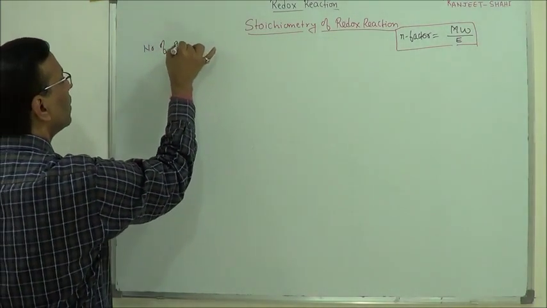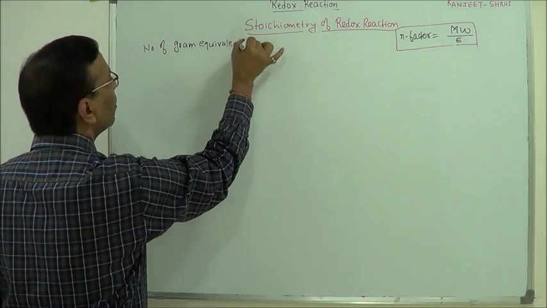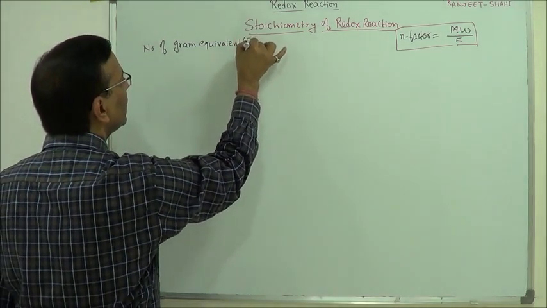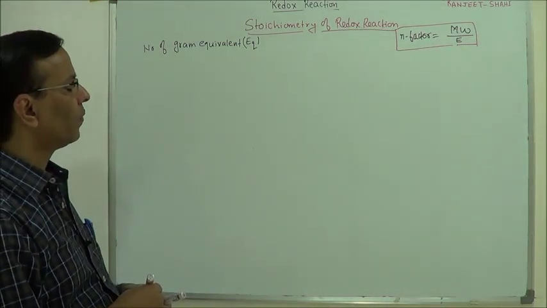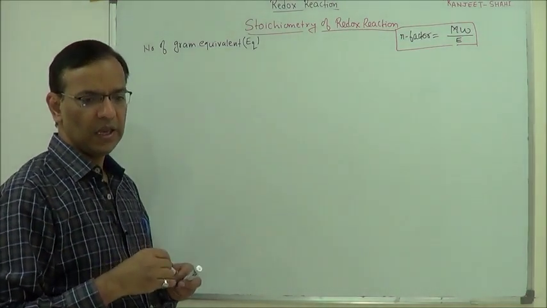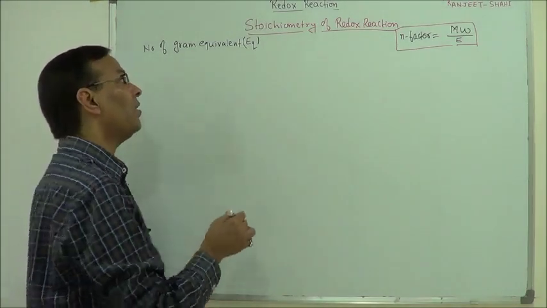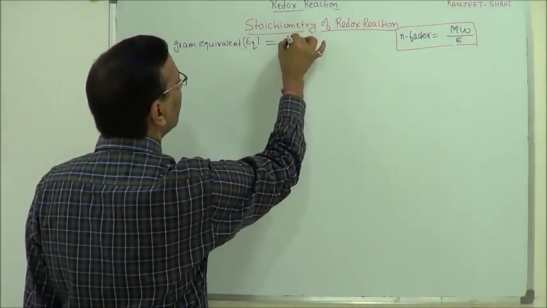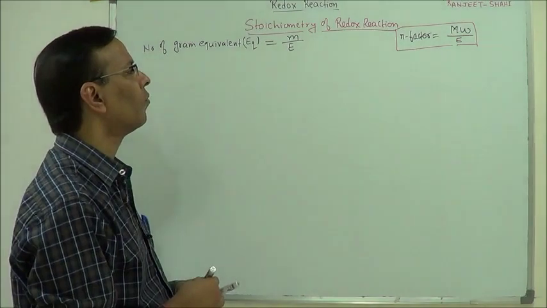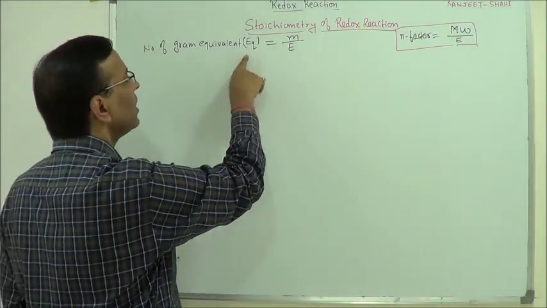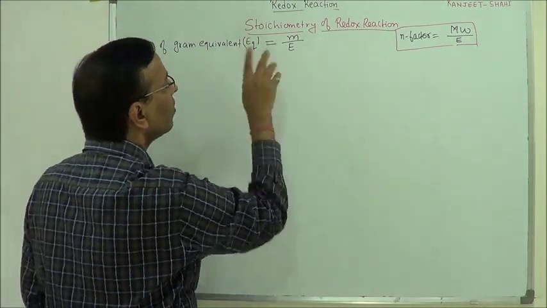Number of gram equivalent, which is denoted by EQ. Number of gram equivalent in a given mass of oxidizing or reducing agent is determined as mass divided by equivalent mass. So number of gram equivalent is related to equivalent mass in the same manner as number of moles is related to molar mass.